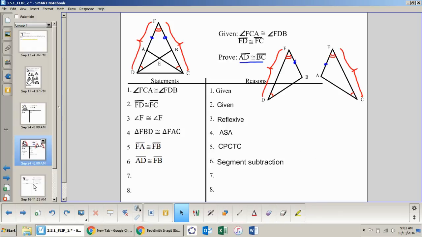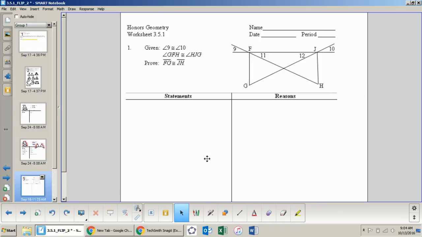Let's take a look at another example. This time we're trying to get these left and right segments congruent. We have some given information that angles A and angle 9 and angle 10 are congruent to each other. And then we have GFH and HJG.